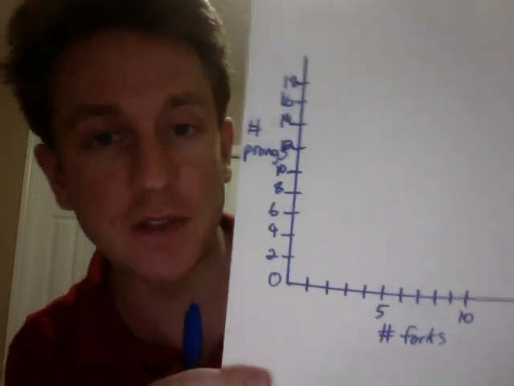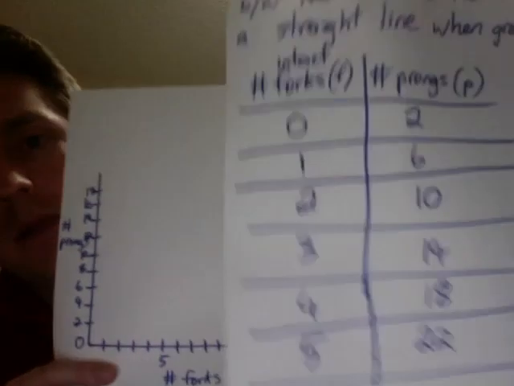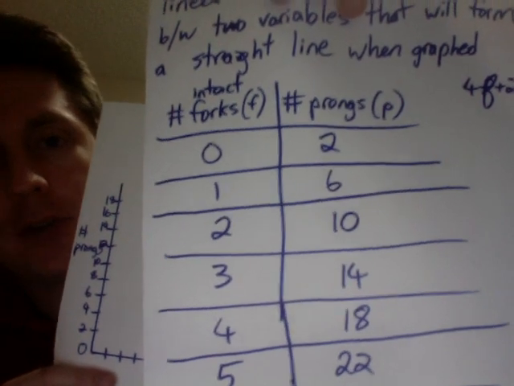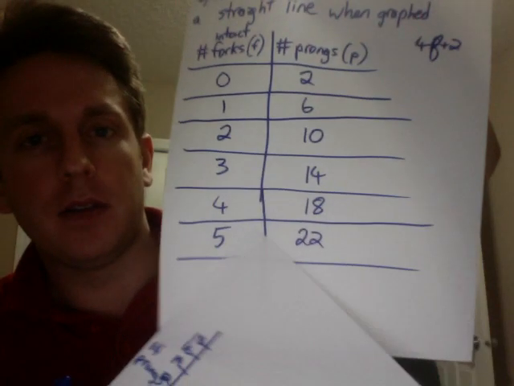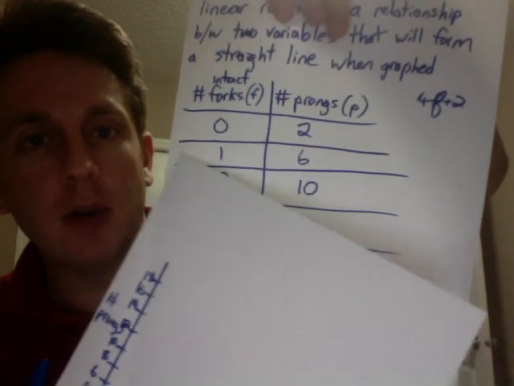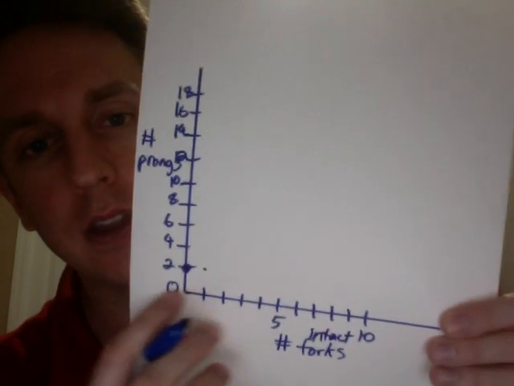Okay, so now all we have to do is, using our table of values, plot these on our graph. So we have our x value, and the x-axis is this one, and our y right here for the prongs. When we have 0 intact forks, and I forgot to write intact on the graph, we have 2 prongs. Take a look right here. We have our lovely little point right here on the 0. It's right here on the axis. When we have 1 fork, we then have 6 prongs. When we have 2 forks, we're at 10 prongs.